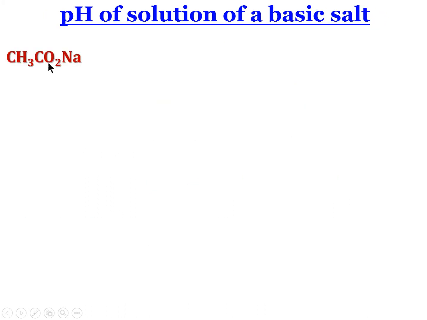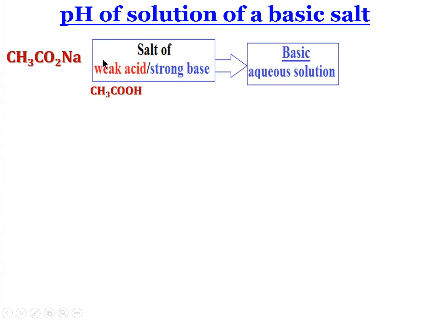Consider a salt, sodium acetate. The acetate, which is the anion, is provided by the weak acid CH3COOH. Na+, the cation, is provided by the strong base NaOH. So this salt is provided by a weak acid and a strong base. The solution obtained is therefore basic.